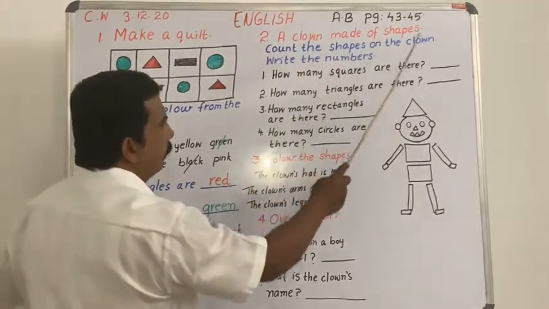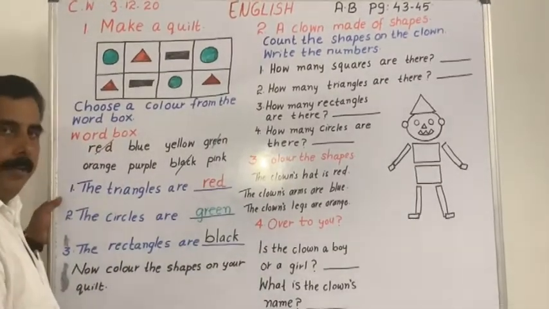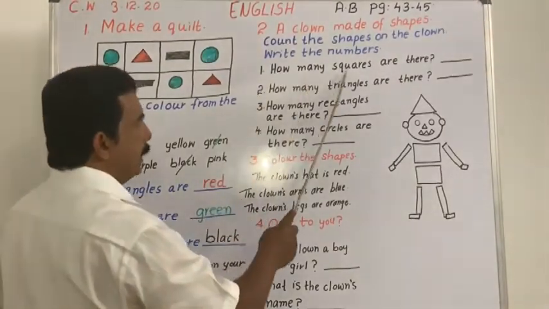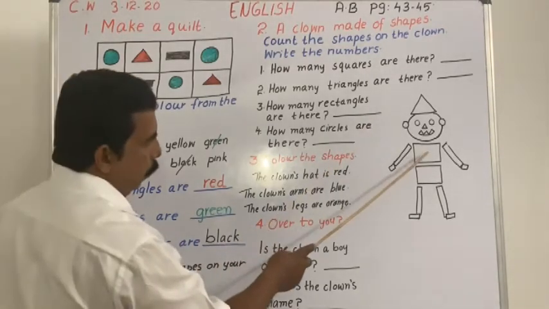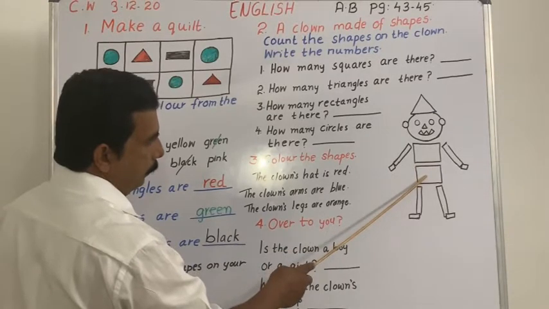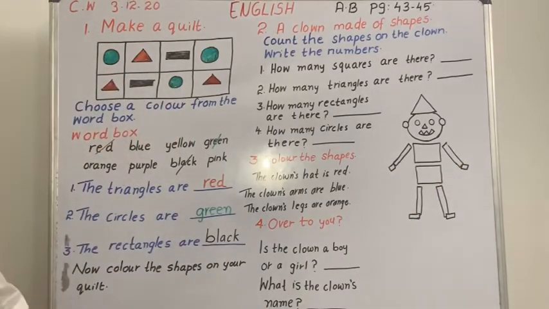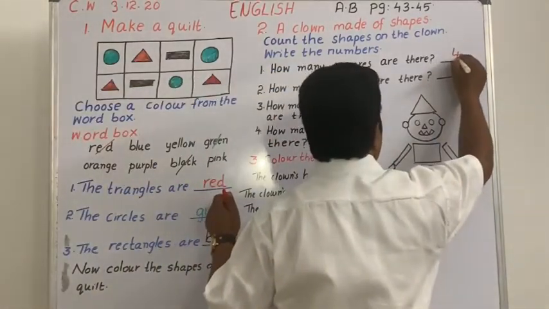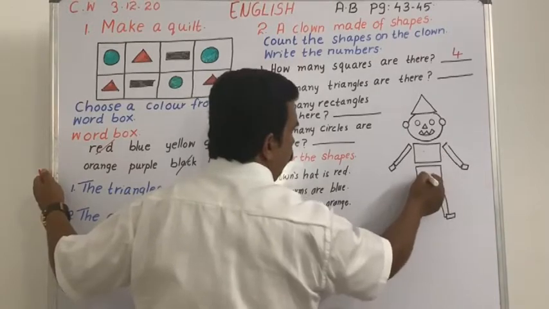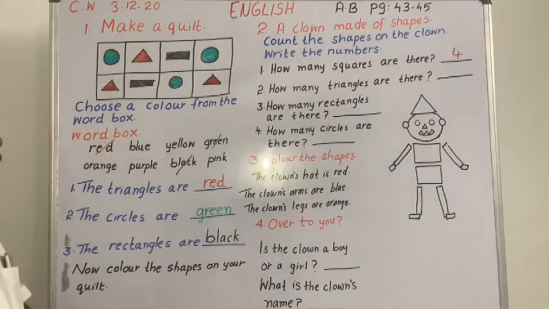So what is our duty? Count the shapes on the clown. You have to count that, right? Write the numbers. How many squares are there, children? Count. Look, how many squares? One, two, three, four. How many squares? Yeah, four squares. So write on the line four. Clear? Four squares.